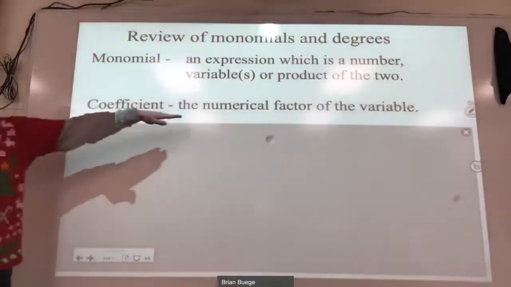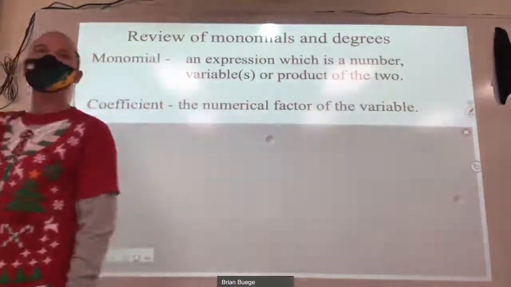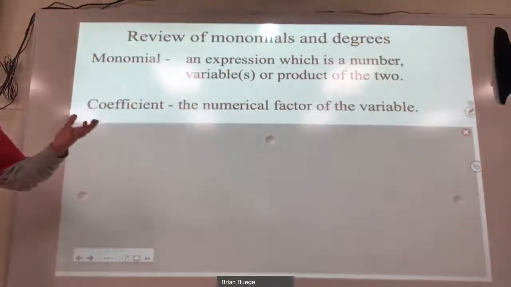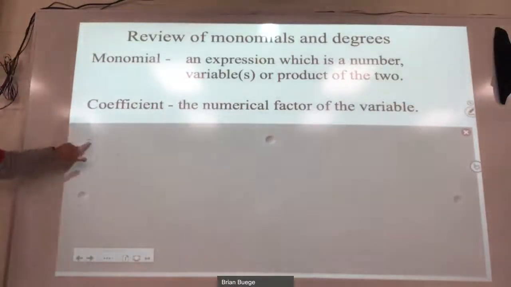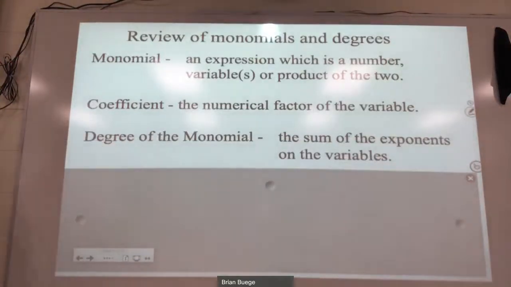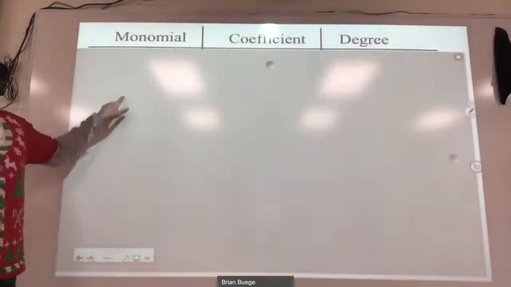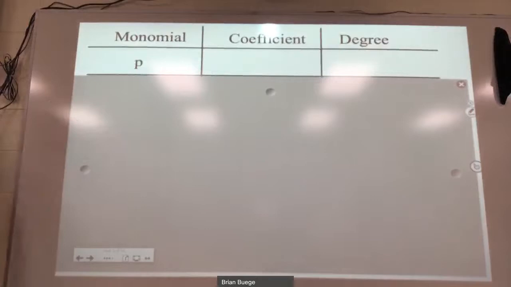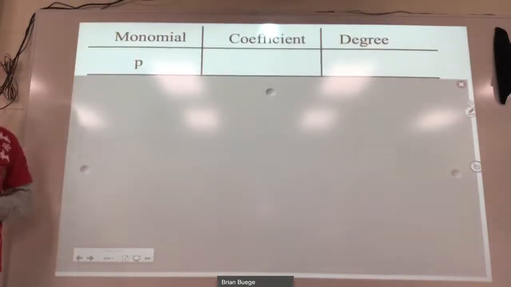The coefficient, we've used this term a lot. A coefficient is always just the number in front of the variable. That's like our a value, our b value, our c value. Those were all coefficients. The degree we already talked about. It's the sum of the exponents of the variable. If we keep going, just a little practice here. So here's my monomial. Notice nothing added or subtracted, just the letter p. What's the coefficient on p?